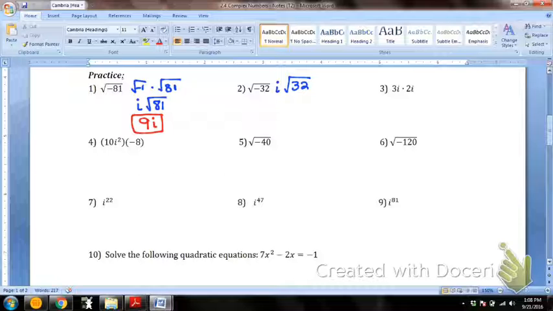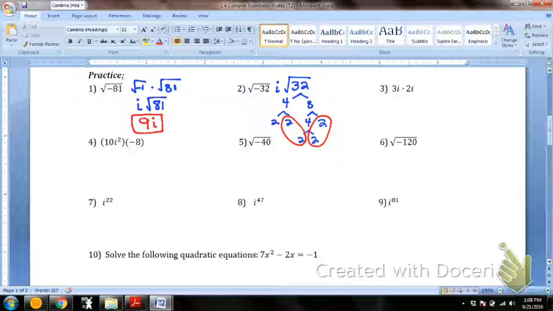What makes 32? What two numbers make 32? 4 and 8. What makes 4? 2 and 2. What makes 8? 4 and 2. And then I can break 4 down again to 2 and 2. How do we put this back together? What are we looking for? Pairs of two things, right? So I have a group of twos here. I have a group of twos here.